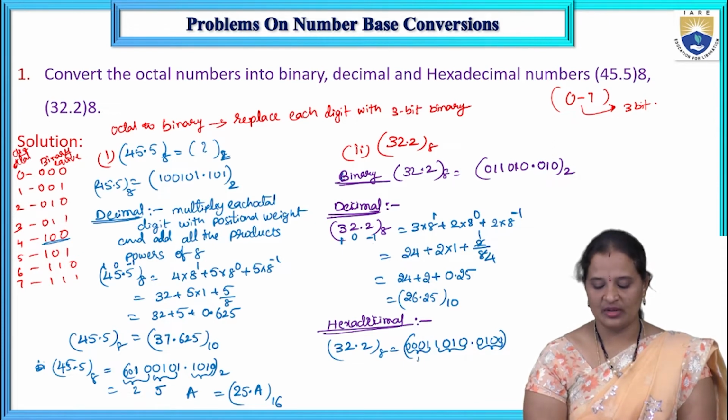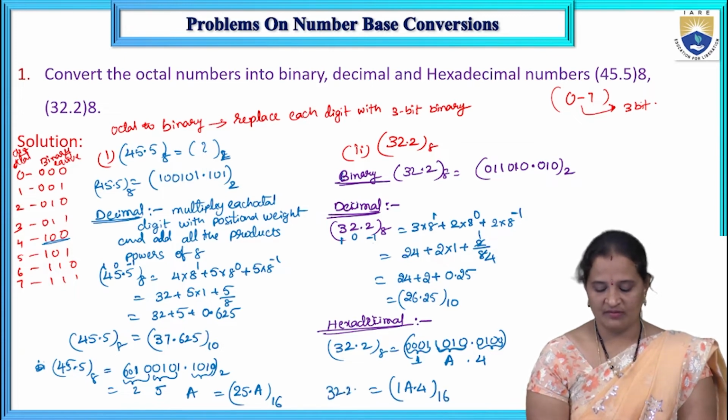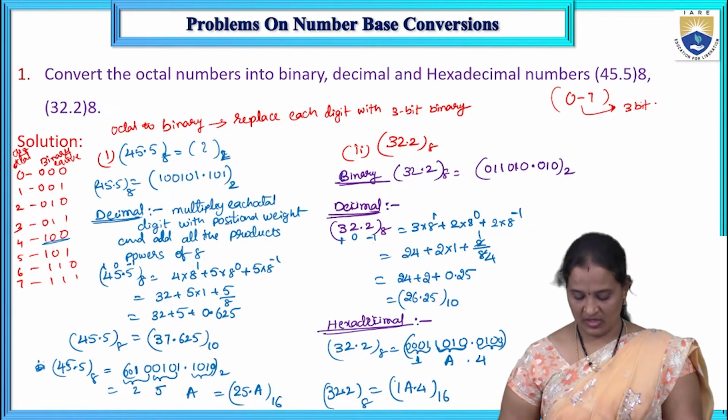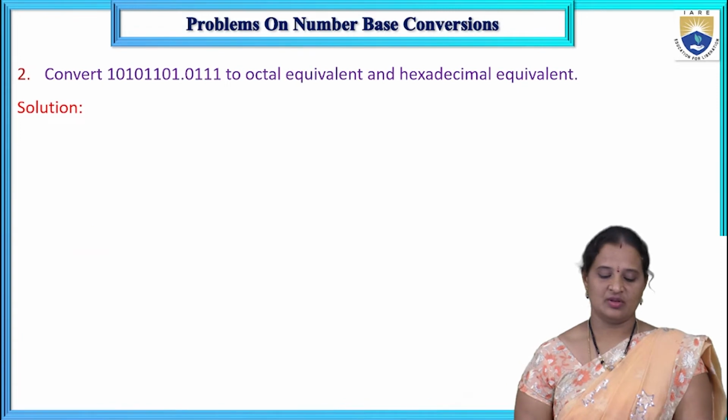So this is equivalent to 1 and this is equivalent to 1010, which is 10. 10 in hexadecimal is represented as A. So 1A.4 is the hexadecimal equivalent for the given octal number 32.2. So this is how we can convert a given octal number into decimal, binary and hexadecimal.